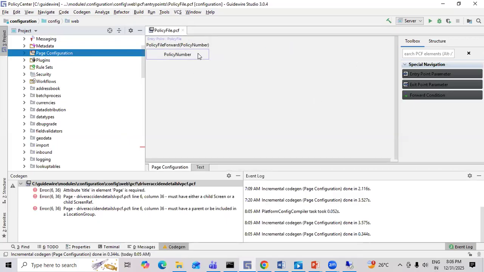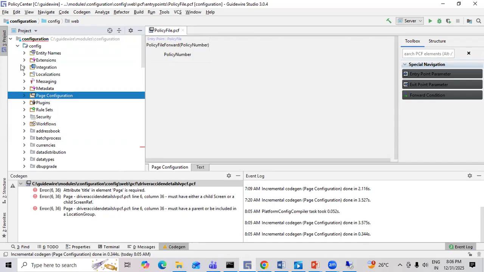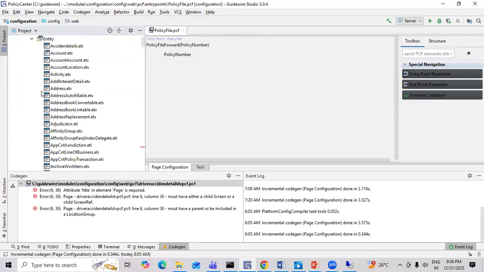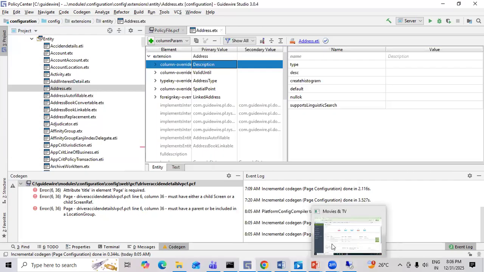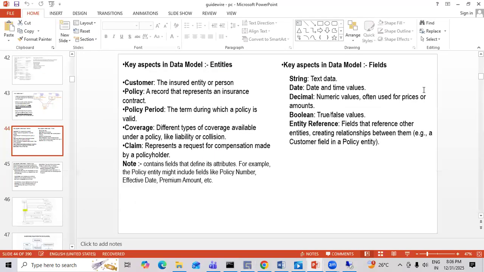This is for the page configuration, whatever we have. In this policy file, whatever PCF file we have created, we may require some attributes to be changed. For example, there is an extension. Let's say for an entity we have an address, for example an ETX file called ETX address that we have taken. So these are the different things: what is the type, what is decimal, what are the default characters, what is nullable. These are all something that comes under the data type when it comes to fields. Okay, string is text type, date, decimal, boolean value.